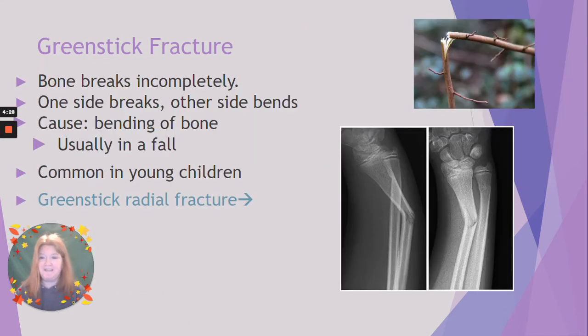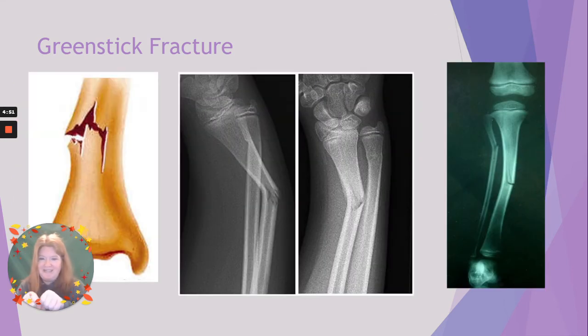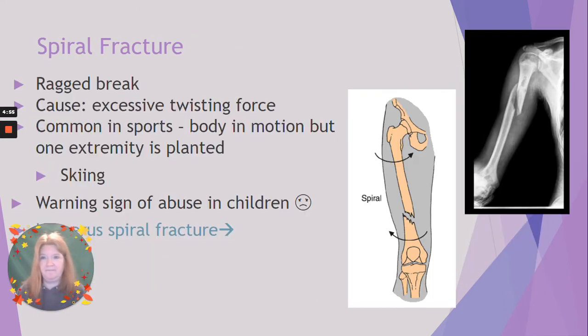A greenstick fracture, so the bone breaks incompletely. This is common in young children. That means one side of the bone breaks, but the other just bends. It's just like if you take a twig that is still green and you try to break it, it's just bending. That's what happens with a greenstick fracture. Again, it's an incomplete break. It's broken on one side, but not the other.